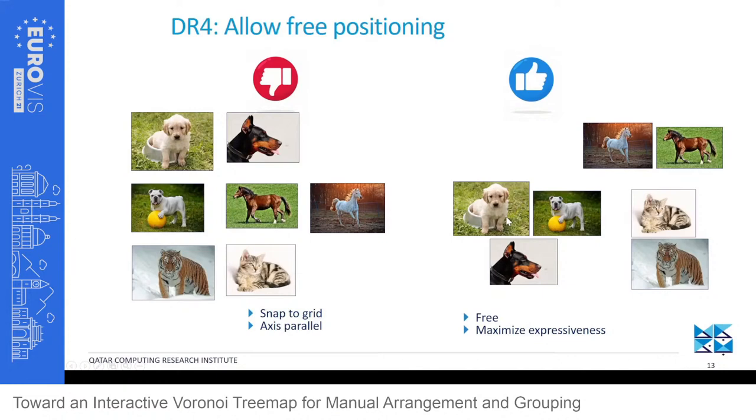At last, why do we want to allow free positioning? Because we want to maximize the expressiveness of the user. On the left, you have an example where the images are aligned on a grid layout, which constrains the user in expressing a mental model. On the right, it's free positioning, so it's better.